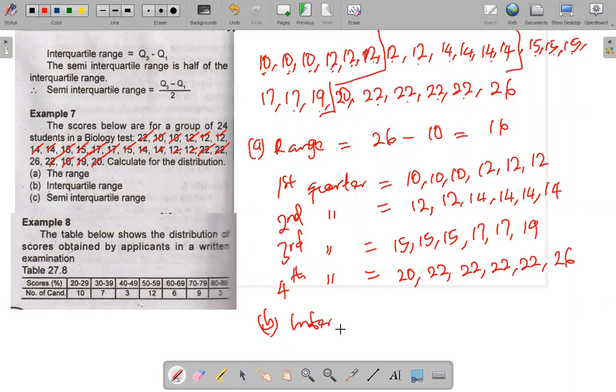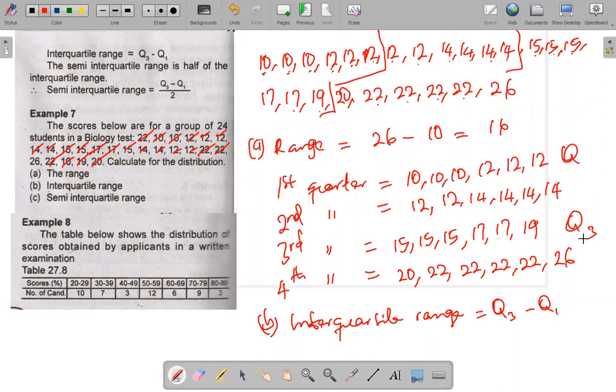Interquartile range is equal to Q3 minus Q1. The question then is, where does Q3 lie and where does Q1 lie? Q3 is here, and then Q1 is here.